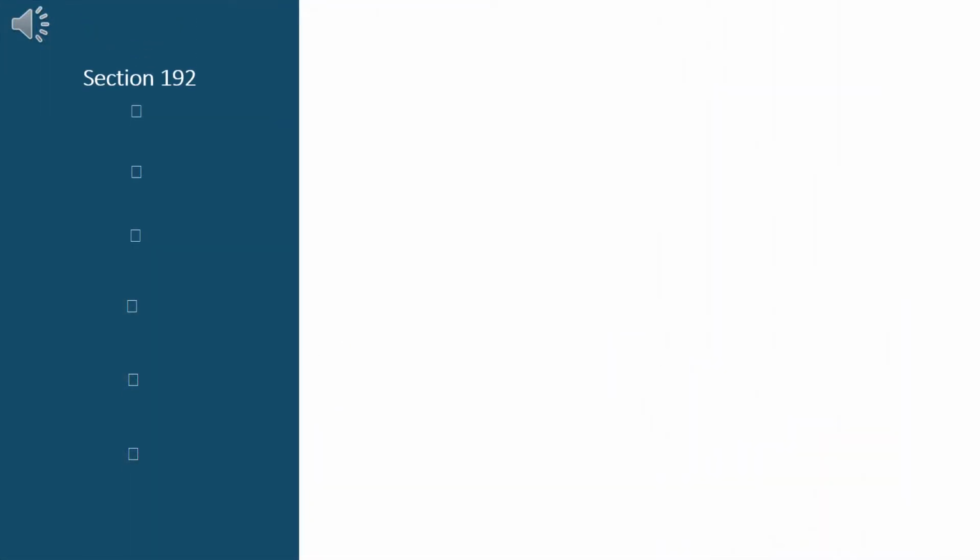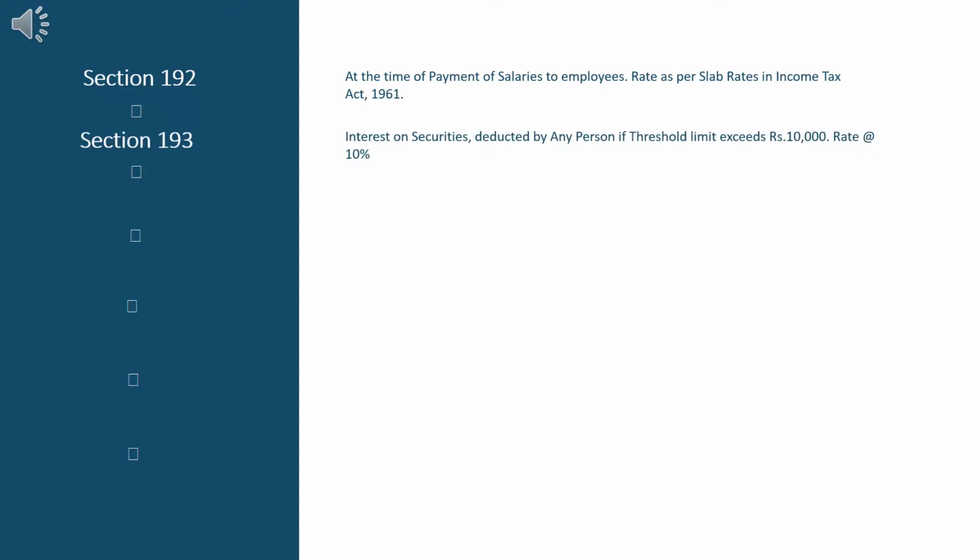Now we will go through detailed explanation of each section. Section 192. At the time of payment of salaries to employees, tax to be deducted as per slab rates in Income Tax Act, 1961. Section 193. Interest on securities, tax to be deducted by any person, if interest amount exceeds Rs 10,000, tax rate at 10%. Section 194. At the time of dividend payment, tax to be deducted by company, tax rate at 15%.